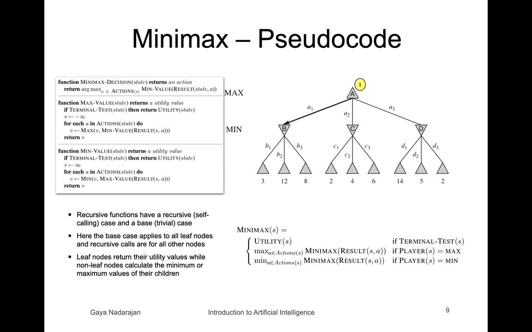So we start at A. A is Max, so you're going to test: is it a terminal state? No. Is the player Max? Yes. So if it's Max, then what is it going to do? It's going to take the maximum of the function minimax, just remember it's a function minimax, of its children, because the result of applying actions to a state is just the children.